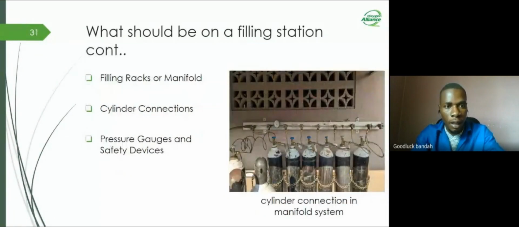Now, let's proceed by looking at what else a filling station should have. Another thing is the filling station should have filling racks or a manifold. So filling racks are there to hold the cylinders, and a manifold is just a collection of hoses, pipes, and connections to the cylinders. And also cylinders, as I've already said, are supposed to have connections, pressure gauges, and safety devices. Let's proceed.